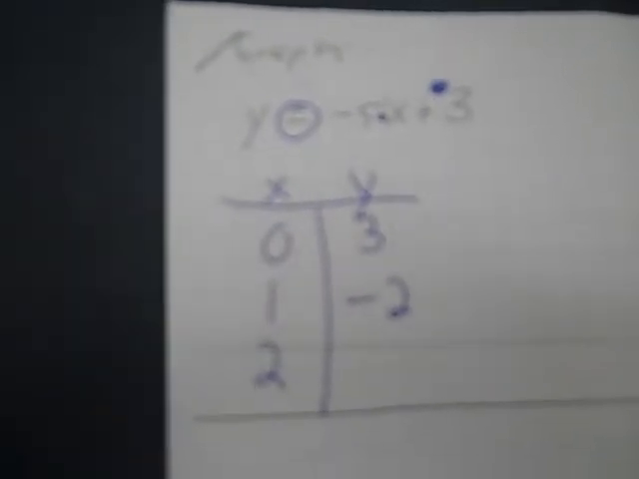Y equals 3. Okay, if x is 1, well, -5 times 1 is -5, and then -5 plus 3 is -2. So if I replace x with 1, the y output is -2. Now if I use 2 as an input, -5 times 2 would be -10, and then -10 plus 3 is -7. You can do it on your calculator: -5 times 2, plus 3 is -7. Same with 1: -5 times 1 plus 3, -2.